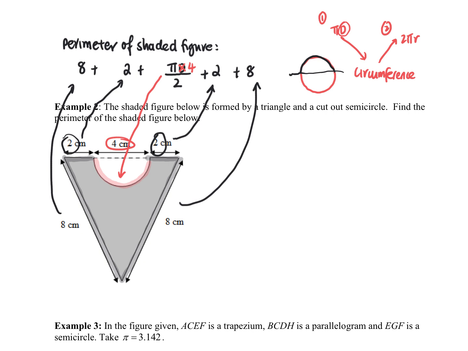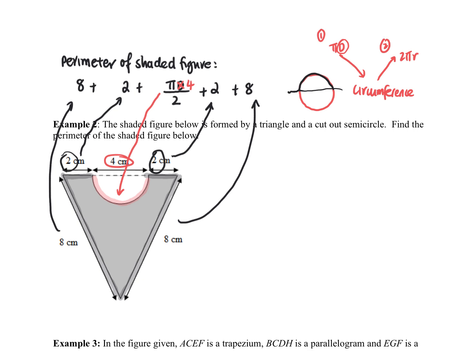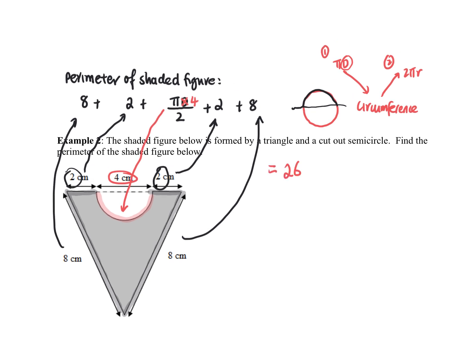Do we round it off to 3 significant? Yes, final answer. We can leave it to 3SF. Can we do 2? No. So you will get something like this, right? But leave to 3 significant figure. Look at the one to the right. So it's 26.3.